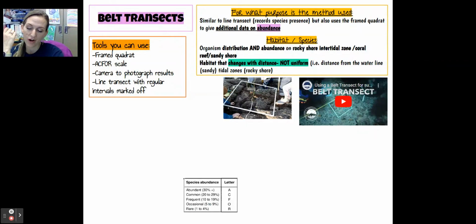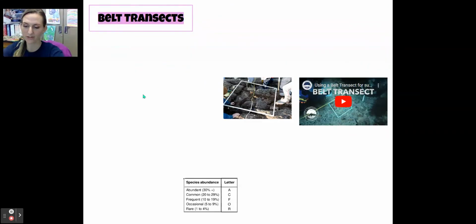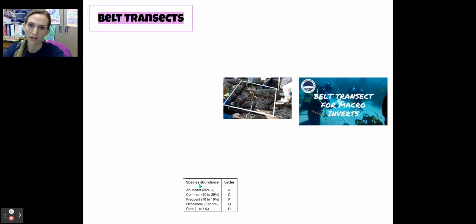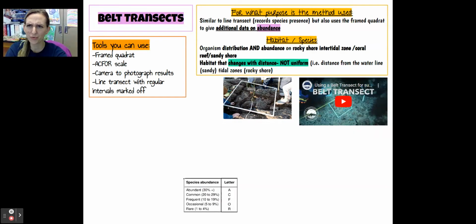Again, you can use the camera to photograph results and look back at them later. And a line transect, so literally the line, like you see here, marked off at regular intervals, which is why a tape measure is also helpful because it's already marked off at specific intervals. So it's similar to a line transect. It's going to record species presence, but you can also use the quadrat to give data on abundance. So how much is there? Organism distribution and abundance on a rocky shore intertidal zone, a coral area, or sandy shores, that would be when you could use this.